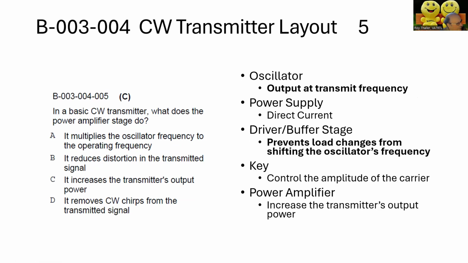In a basic CW transmitter, what does the power amplifier stage do? So C is the correct answer. It increases the transmitter's output power. It's a power amplifier.